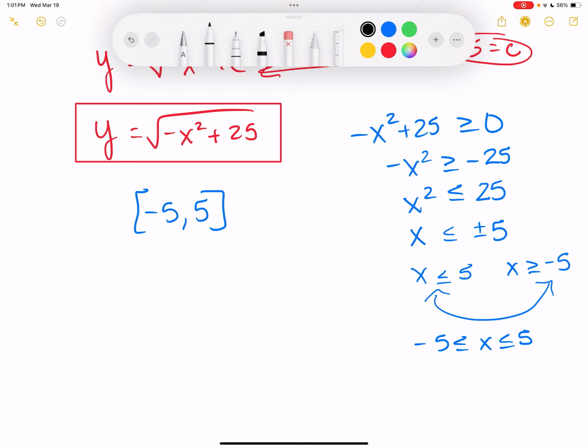So is the final answer negative 5, 5? Okay. The final answer is both of these things together, what y is equal to and the domain over which it happens.